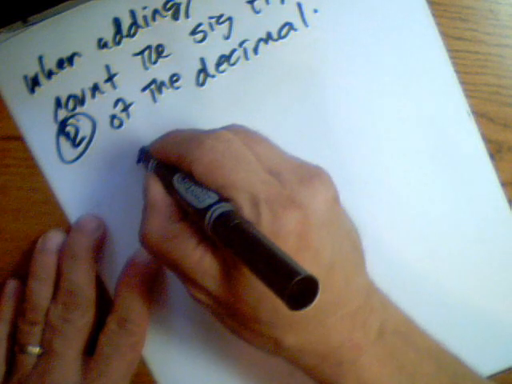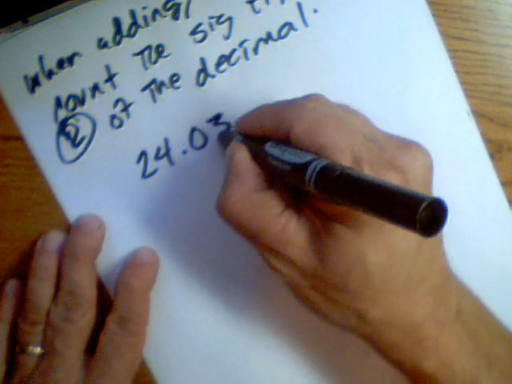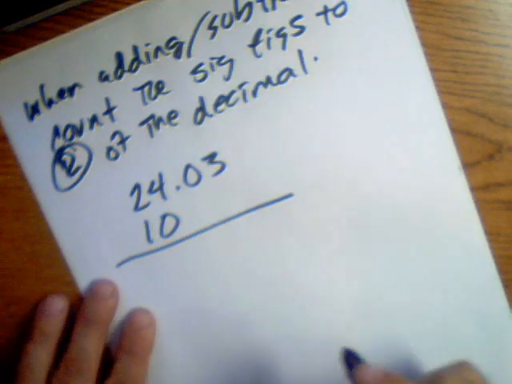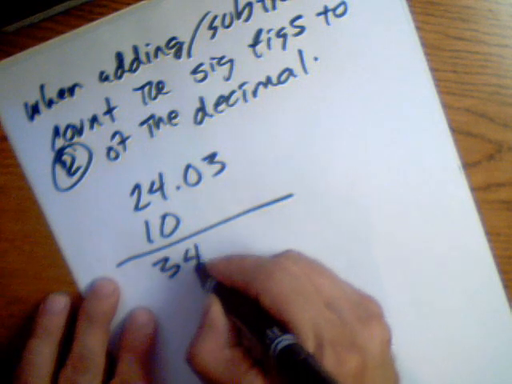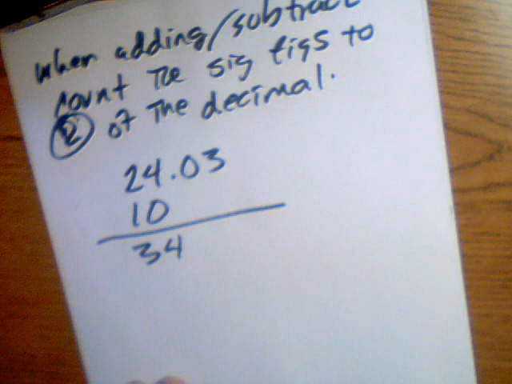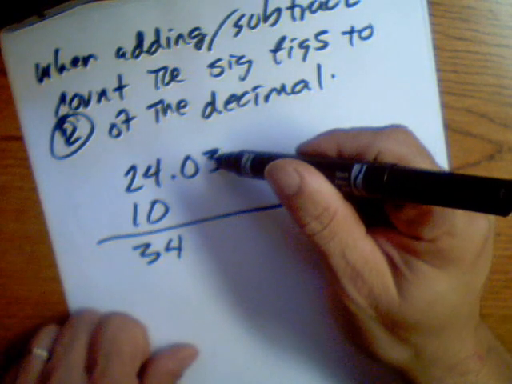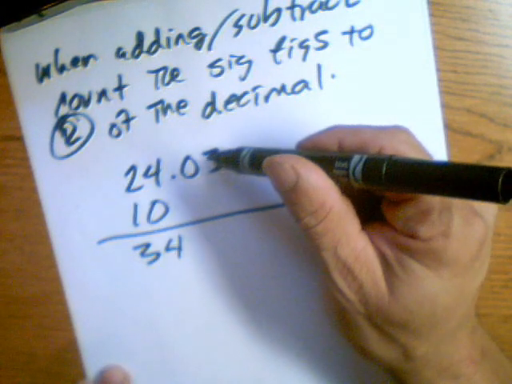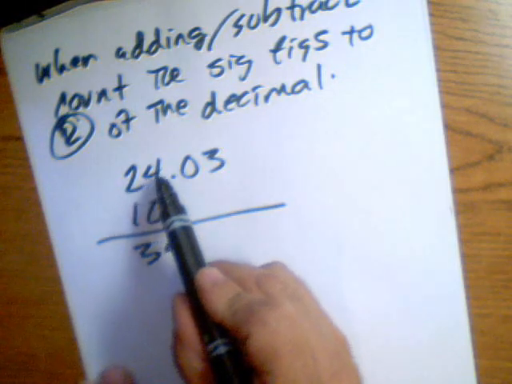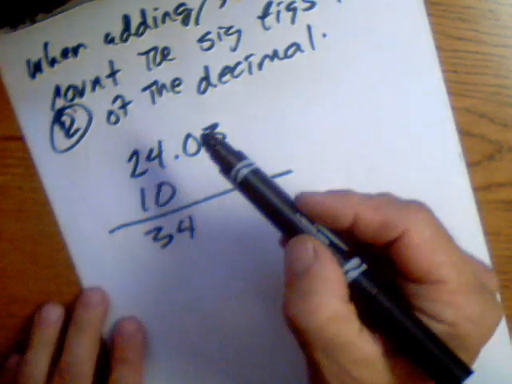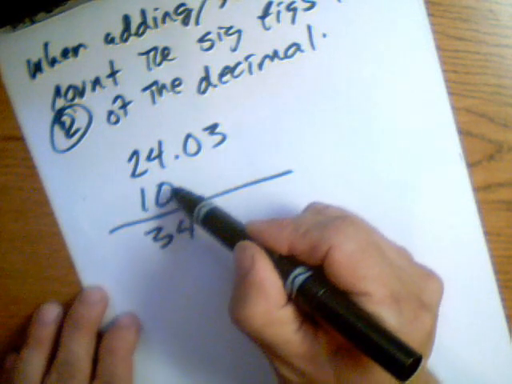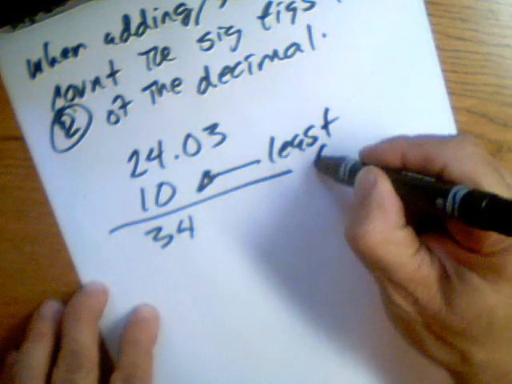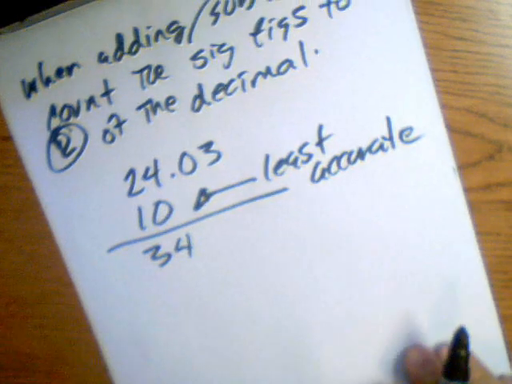And an example may be, in this case, the answer would be 34. You really can't include this number 3 because you went through painstaking detail to find this digit. Well, it's wasted because this number is least accurate. And so that determines the number of sig figs, right?